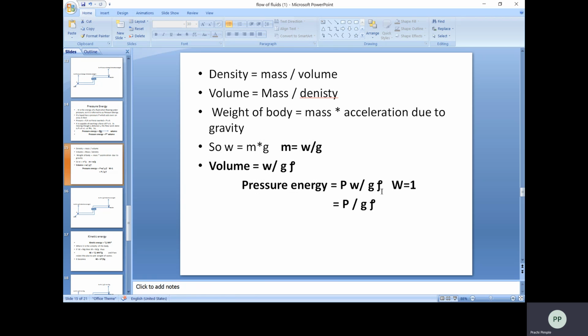Now, again, for the potential energy I have considered fluid with a unit mass. So here also I'm going to consider it for the unit mass of the fluid. I will replace W, which is the weight of the fluid, by 1, and I will get pressure energy as the pressure at a particular point divided by acceleration due to gravity into the density of that liquid, because the density is going to remain the same as it is an incompressible fluid. So at point A and at point B, this density is going to remain the same.